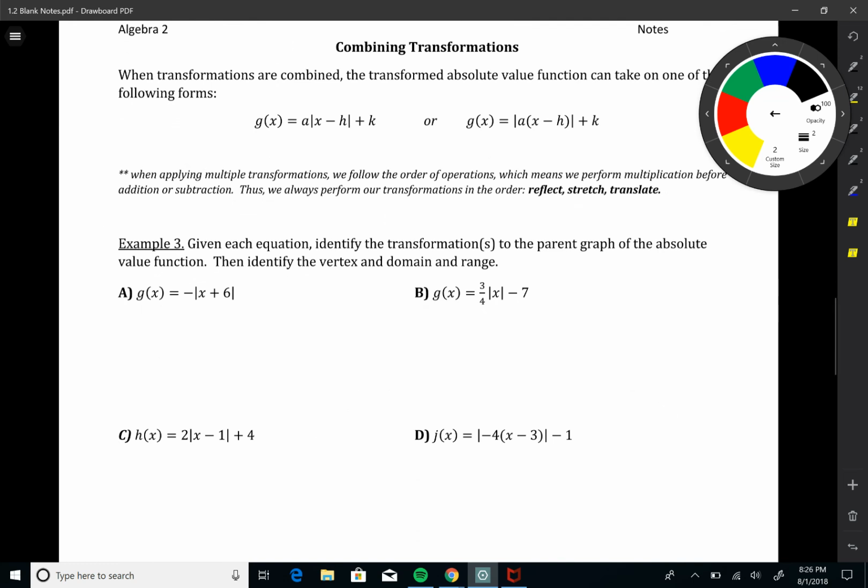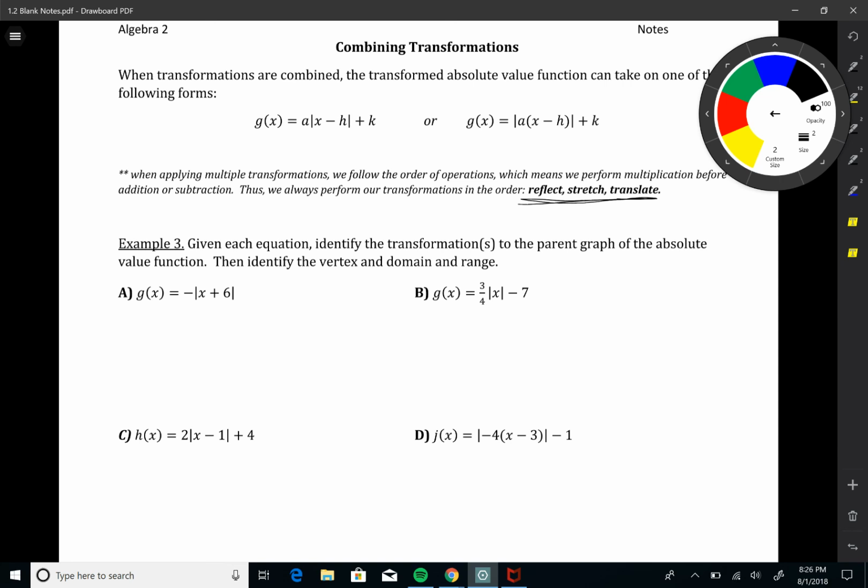We can also combine functions. So you can see the general forms up top there. We could have a vertical stretch or shrink, or we could have a horizontal one. We probably won't have both. And then if we want to think about these logically, we should always think in the order reflect, then stretch, then translate. Okay, given each equation, identify the transformations to the parent graph of the absolute value function.